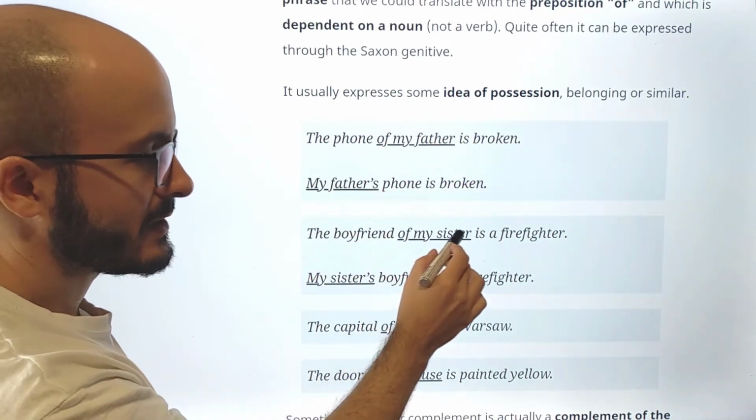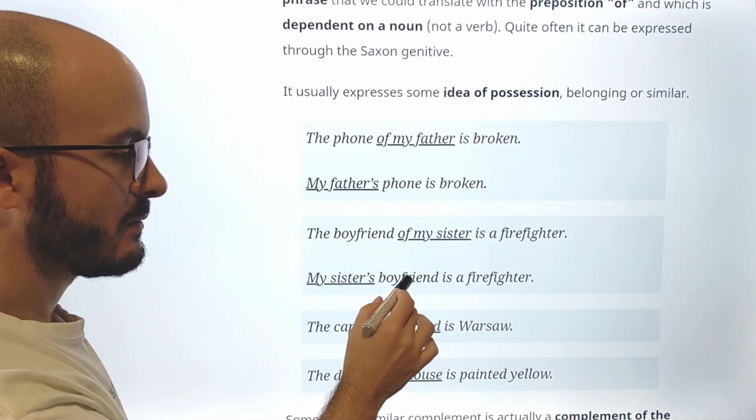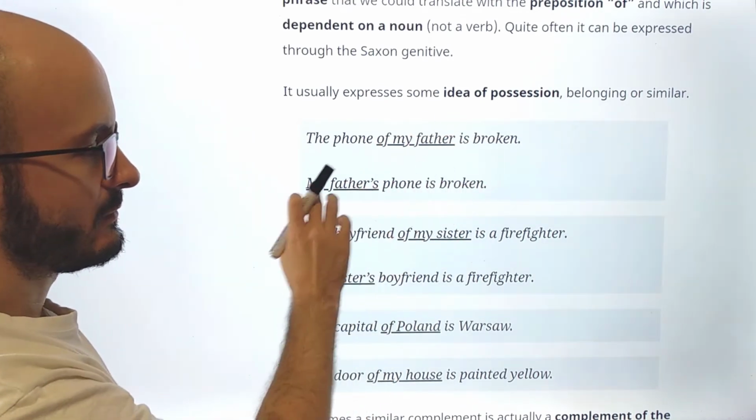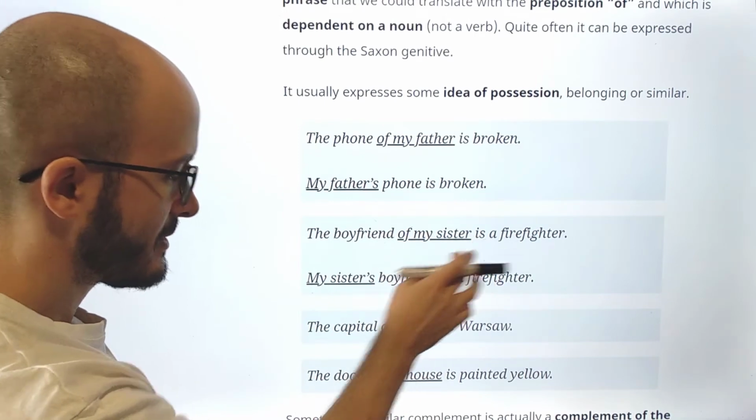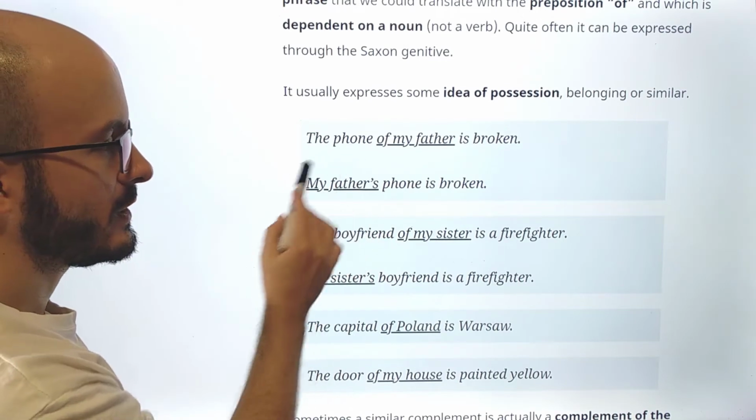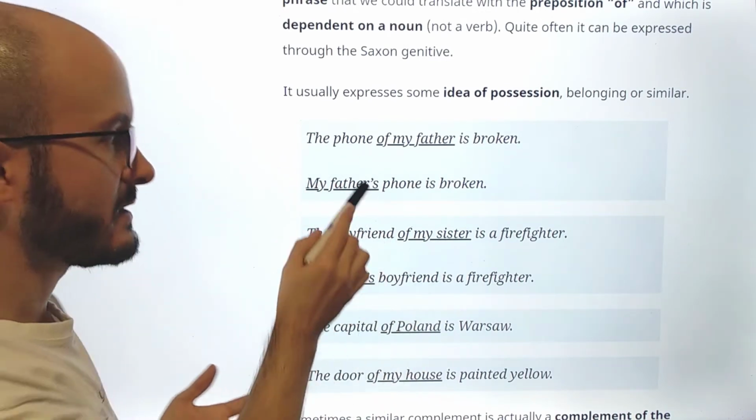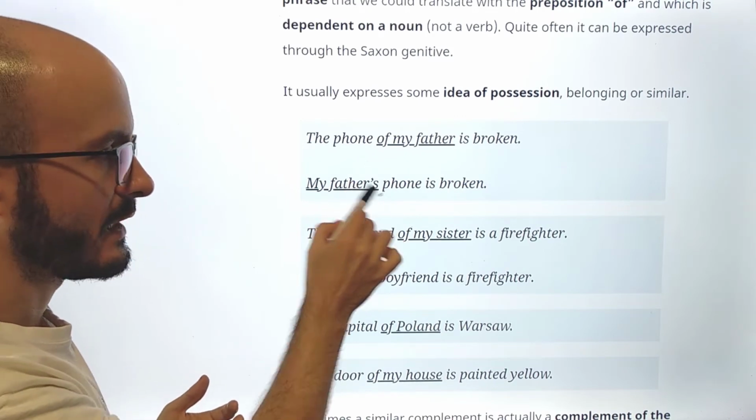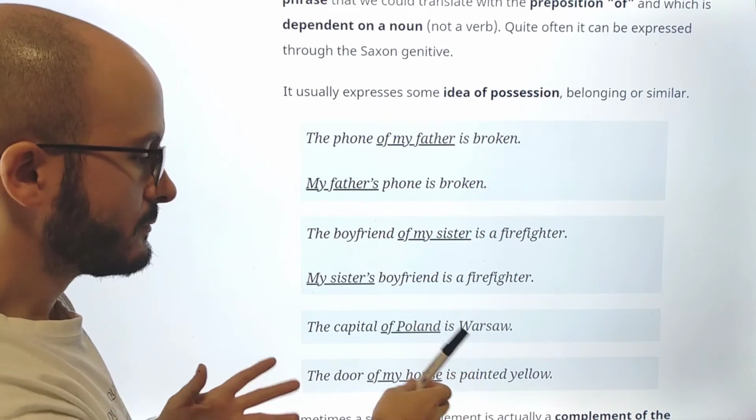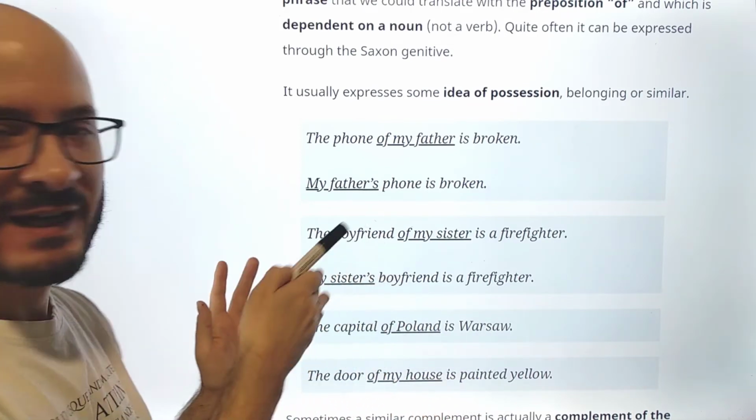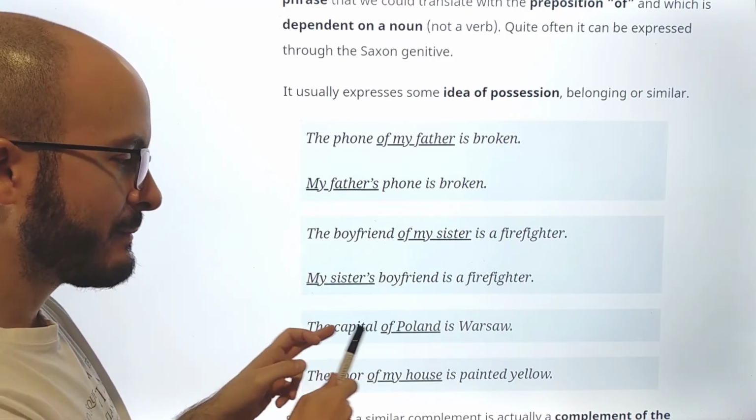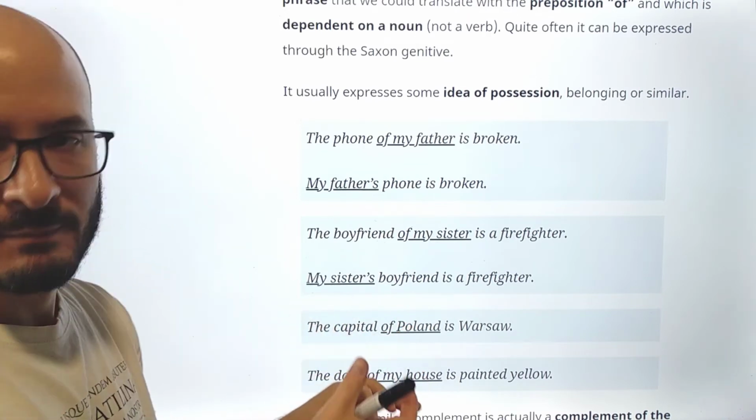The boyfriend of my sister is a firefighter. My sister's boyfriend is a firefighter. So when of my father or my father's or of my sister's refers to a person, usually we are going to use the Saxon genitive. This is the Saxon genitive, okay? This apostrophe and S. Now, the capital of Poland is Warsaw. We might say Poland's capital, but that already might sound not so natural. In this case, the capital of Poland sounds better than Poland's capital.